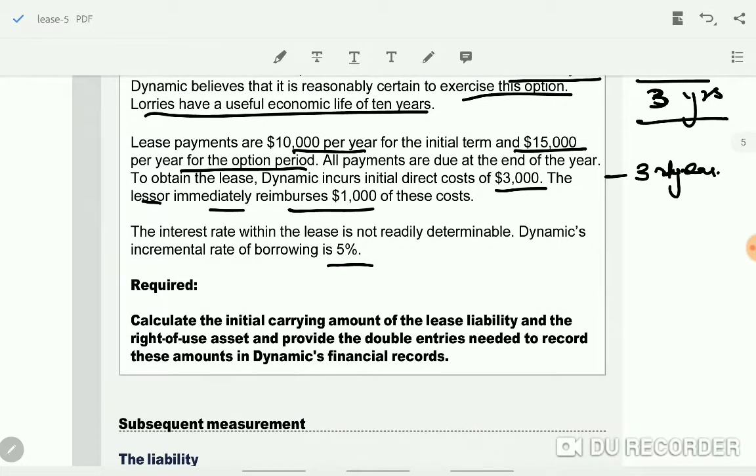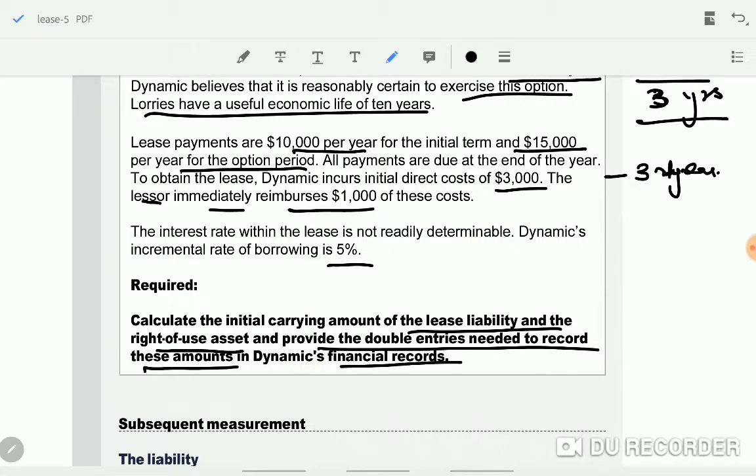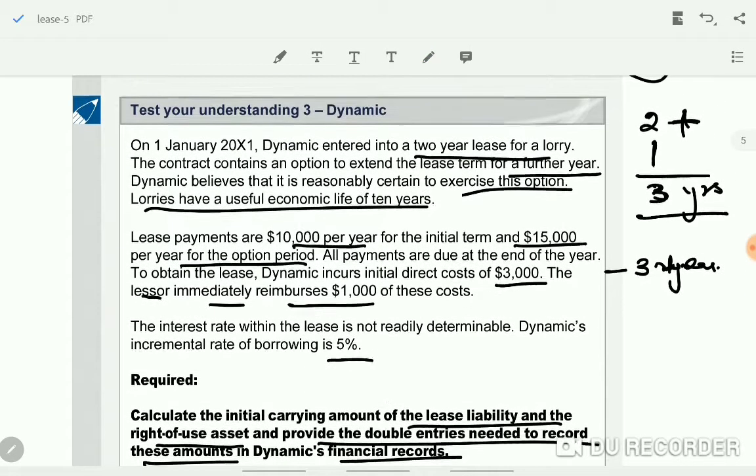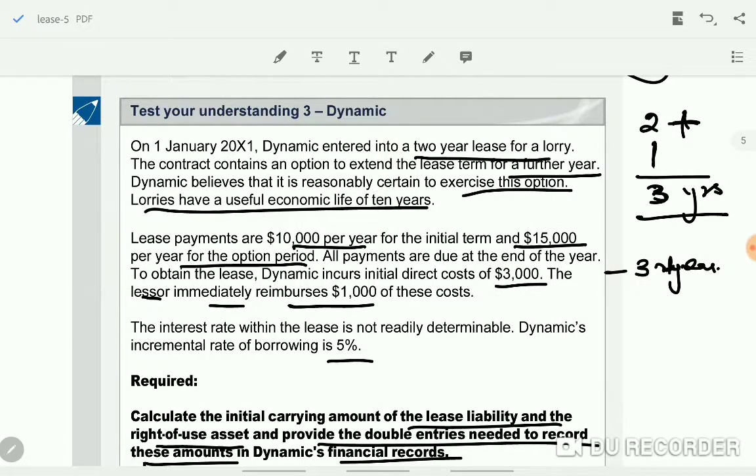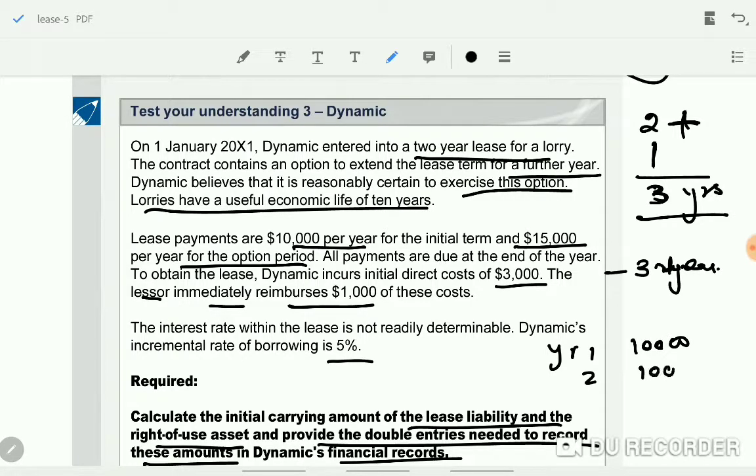Calculate the initial carrying amount of the lease liability and the right of use asset and provide the double entries needed to record these amounts in Dynamic's financial records. Okay, so first of all they are asking for the initial recognition of the liability. So liability: 10,000 per year for the initial term. Initial term is 2 years. So year 1, year 2, $10,000. And the 3rd year is 15,000. Where is it given? Initial term and 15,000 for the option period. Option period is 15,000. Okay.